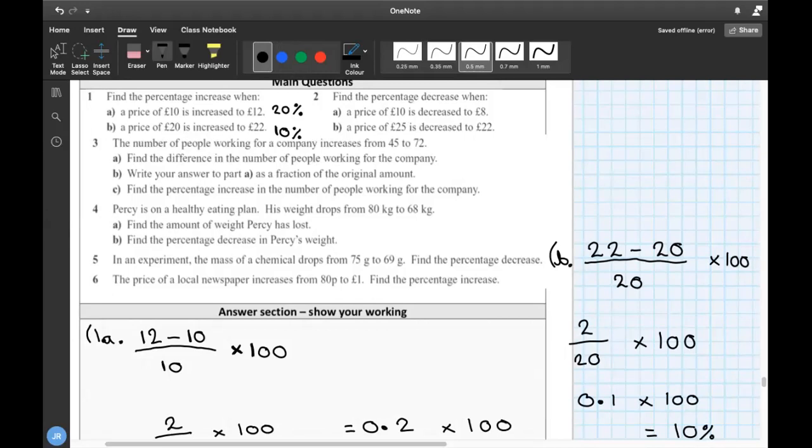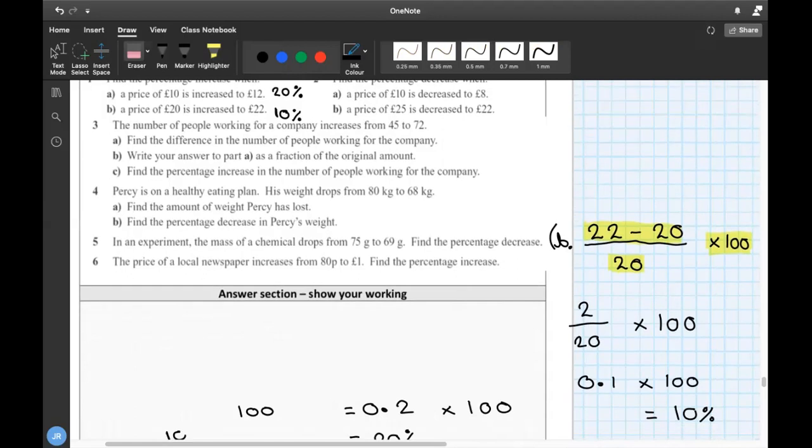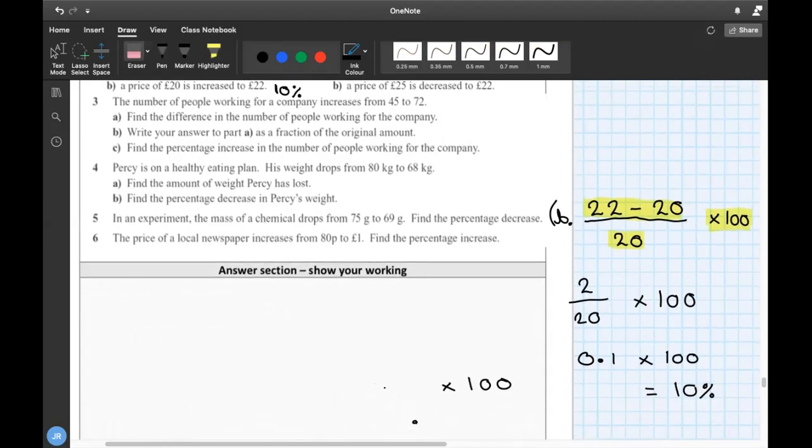So again, we've found the difference in amounts. We've divided that by whatever the original amount was. So difference between amounts, divide it by the original and then multiply by 100. And that gives you the percentage. Okay, so that was question 1. Let's put that into practice again, and we'll see how we get on with question 2.